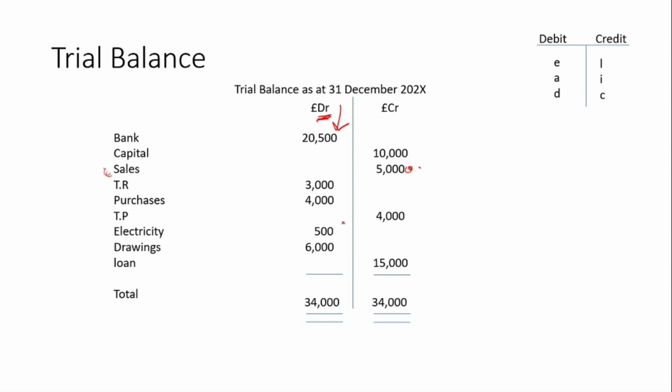And then once we've done all that for all the accounts, we should total both sides, and both sides should always equal. If they do not, then there may be mistakes you have made in the recording of different T accounts, and those mistakes have different concepts, which I'll explain in the later videos.